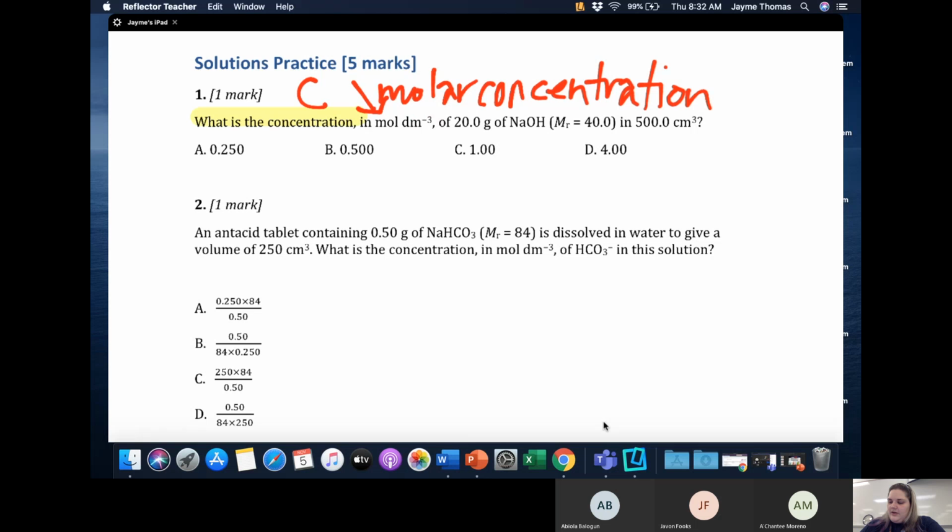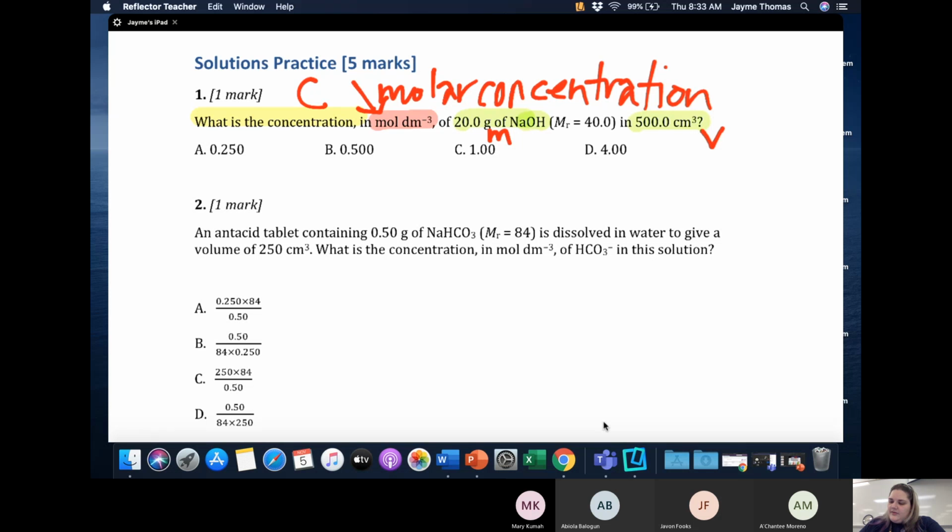So once again, these units tell me it's molar concentration. What else do they give me? They tell me I have 20 grams of my compound, and the compound is sodium hydroxide. NaOH is sodium hydroxide. They give me a volume of 500 cubic centimeters. So this is a volume, and this is a mass.